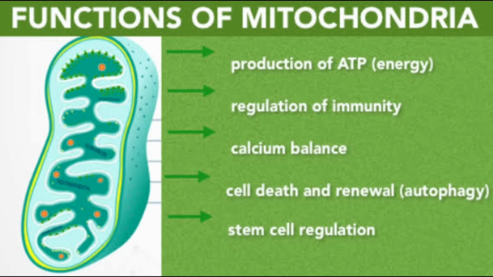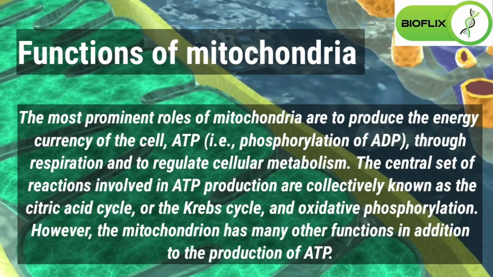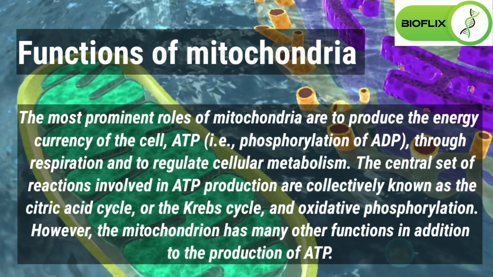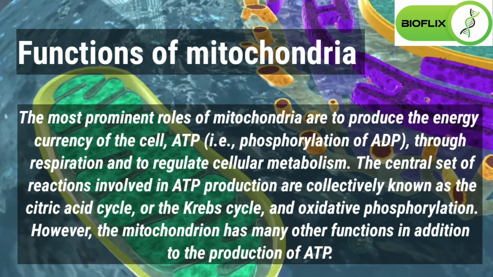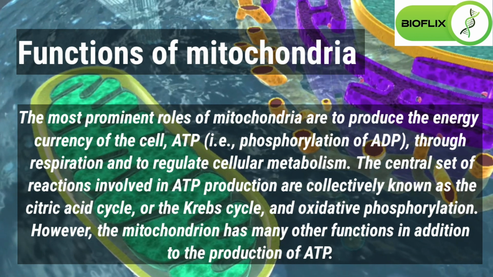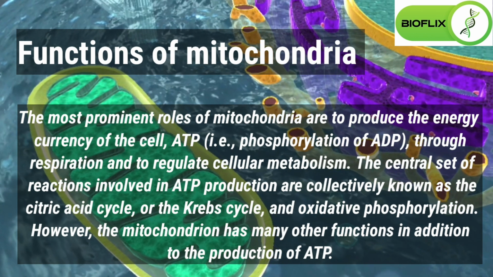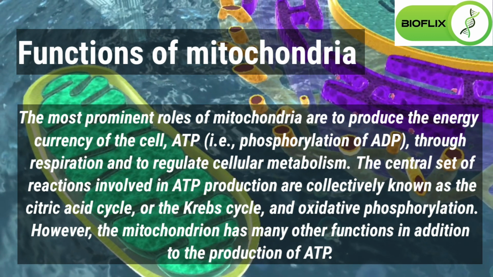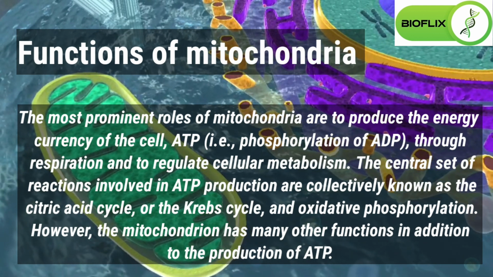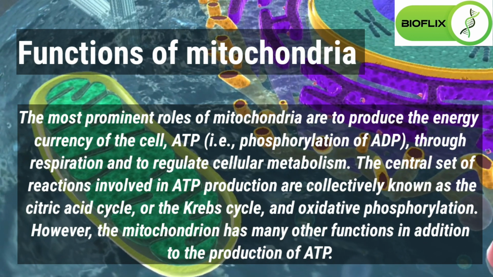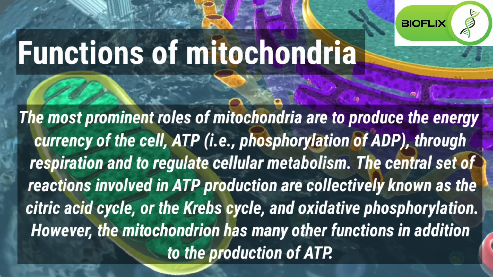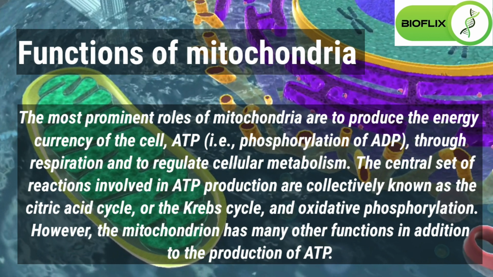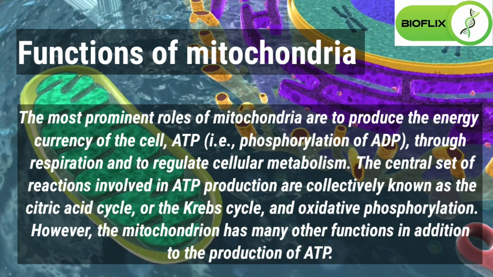Now let's see the function of mitochondria. The most prominent roles of mitochondria are to produce the energy currency of the cell, ATP, i.e., phosphorylation of ADP through respiration, and to regulate cellular metabolism. The central set of reactions involved in ATP production are collectively known as the citric acid cycle, or the Krebs cycle, and oxidative phosphorylation. However, the mitochondrion has many other functions in addition to the production of ATP.